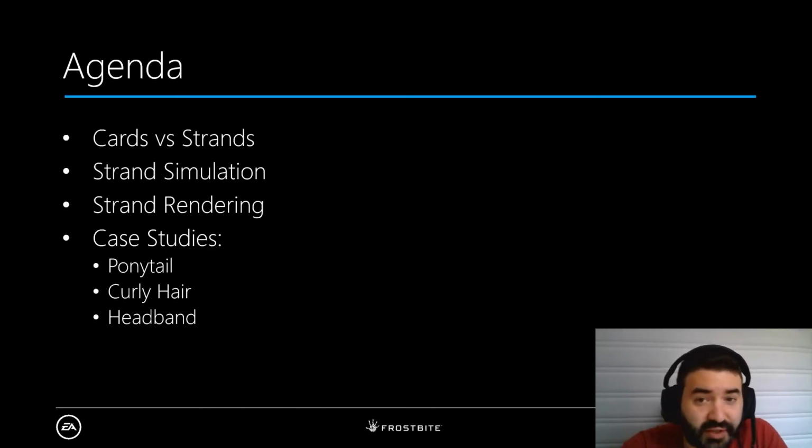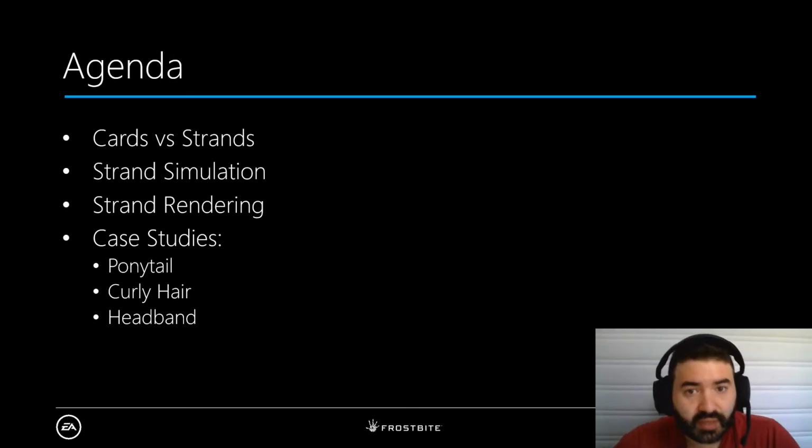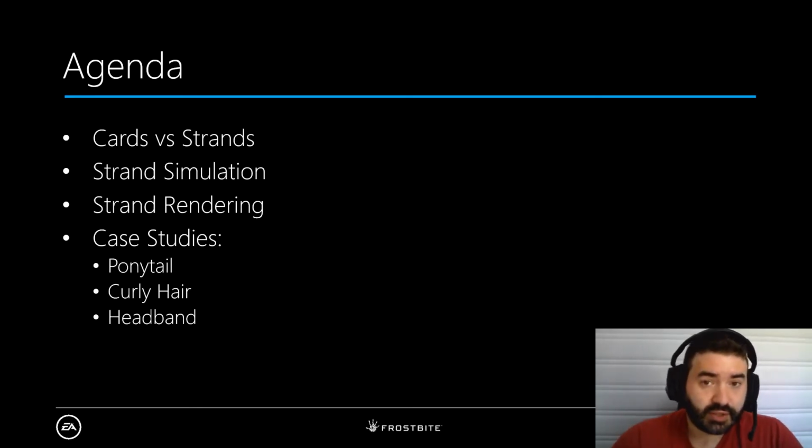We'll start our presentation by discussing the difference between hair cards and hair strands. Then we'll go on to describe our simulation of strand hair. Then John will take you through the new aspects of the rendering parts of our technology. And we'll finish by illustrating our technology by taking a look at 3 specific use cases that we worked on recently. 45 minutes is unfortunately too short a time to go into all of the details of our technology.